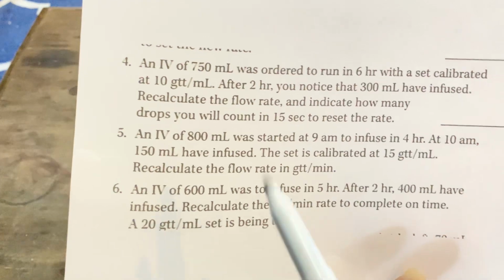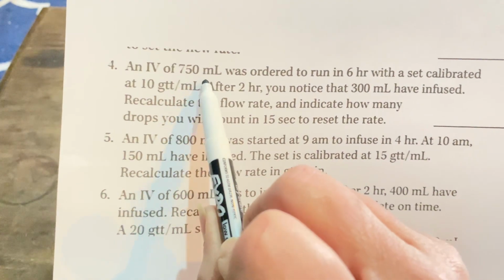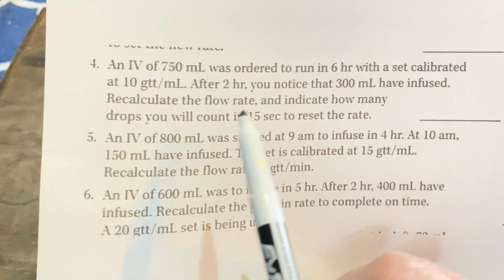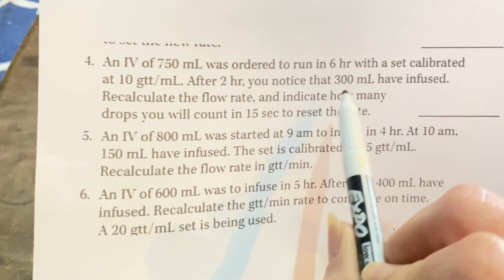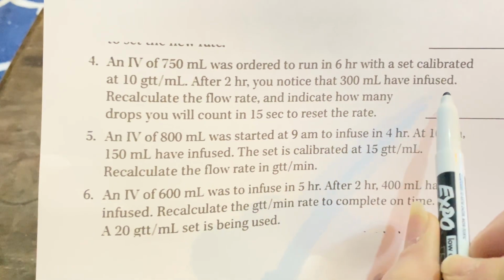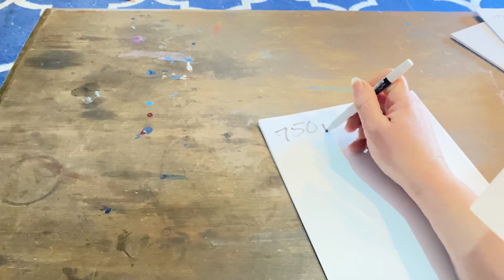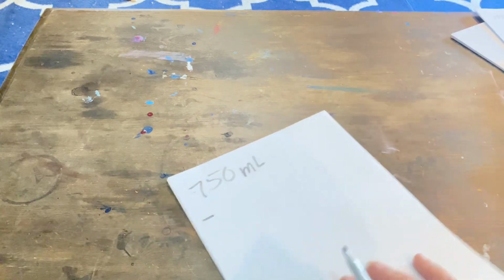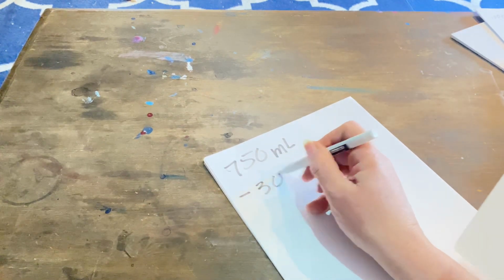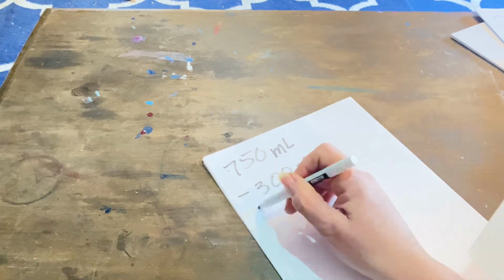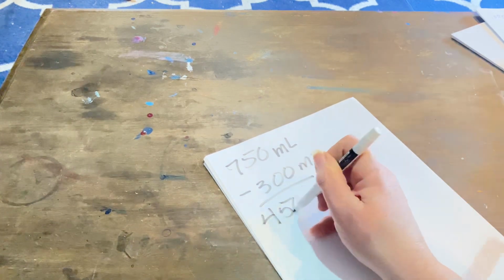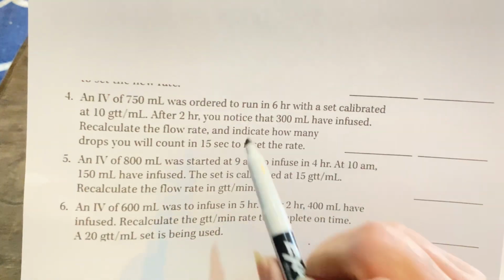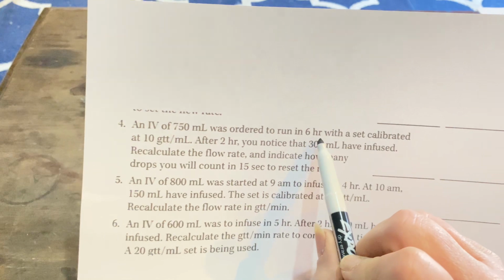Okay, so the IV was 750. And you notice that 300 have been infused. So we got to take 750 milliliters minus, can you see? My bad. Anyway, 300 milliliters, and that's going to be 450 milliliters that we're responsible for. And it was to run over 6 hours.